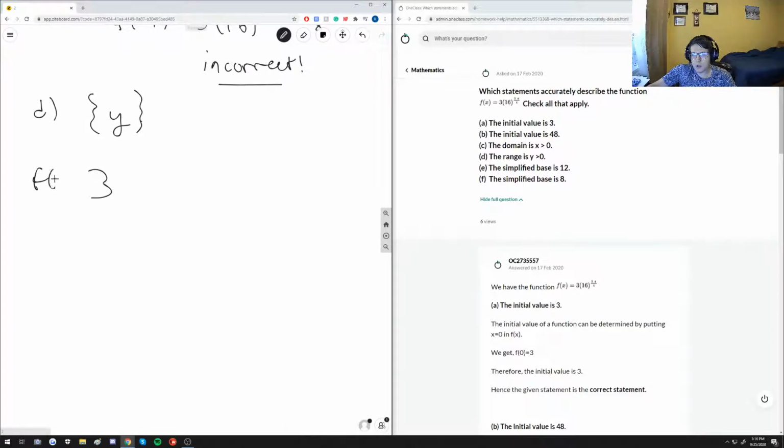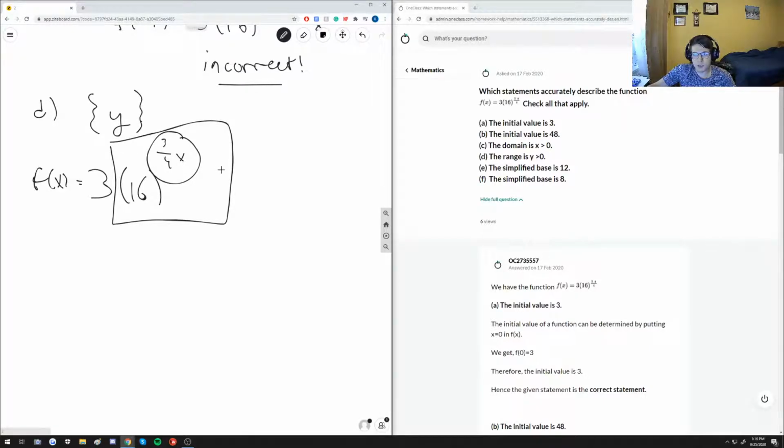So f of x is equal to 3 times 16 to the 3/4 x. For any value of x, for any exponent that this takes right here, this entire term will always be positive, no matter what, right? Because what's inside, the base right here, is positive. The exponent of any positive number raised to an exponent is still positive. And multiplied by this positive number will also still be positive. So y will always be positive, that's known for a fact.